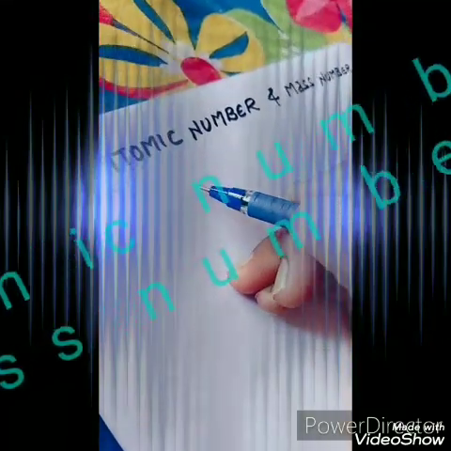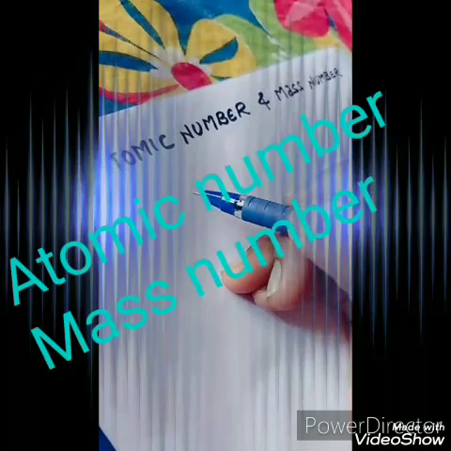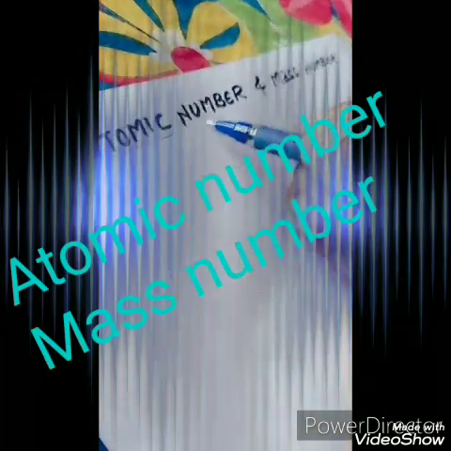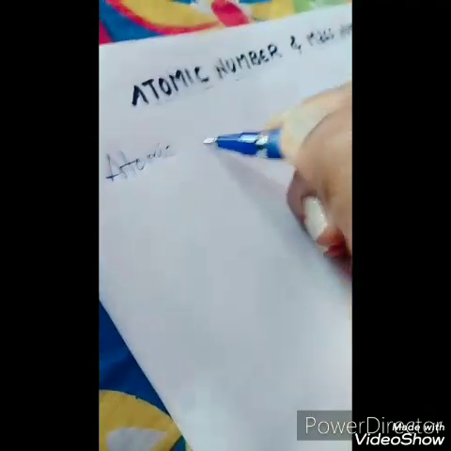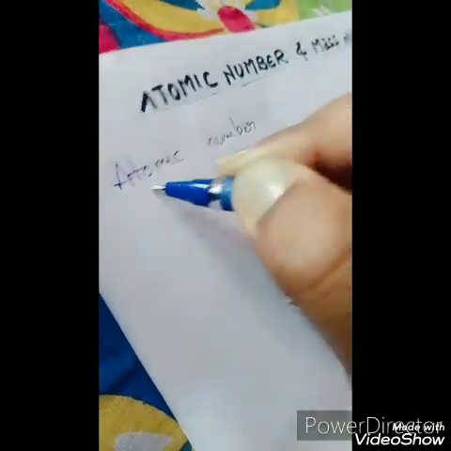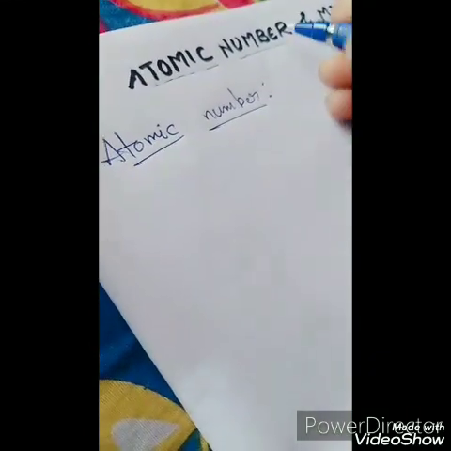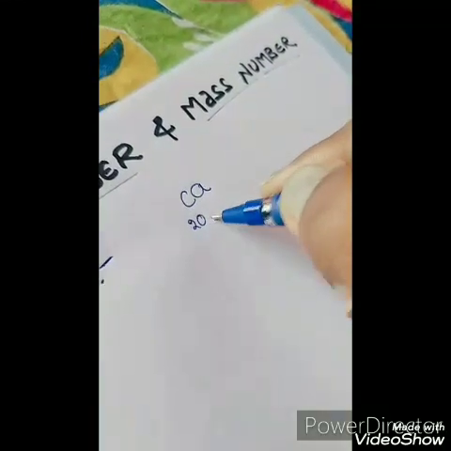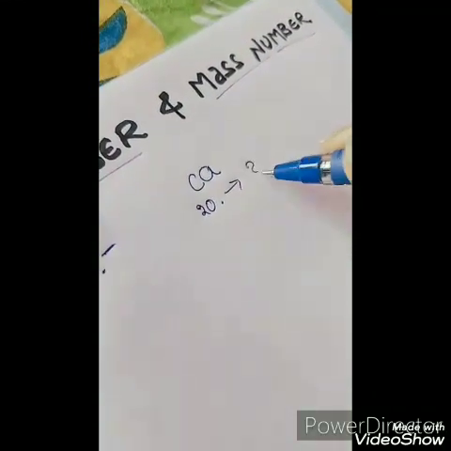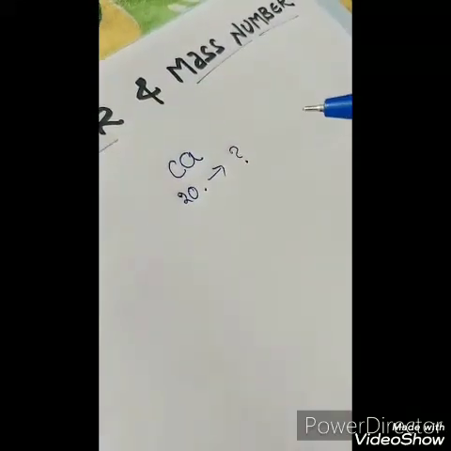Dear students, in this video, I'll tell you briefly about atomic number and the mass number. First, what is an atomic number? You know very well, every element has its own atomic number. Suppose, if you see the example for calcium atom, it has the atomic number 20. This 20, what it indicates, that you have to know.